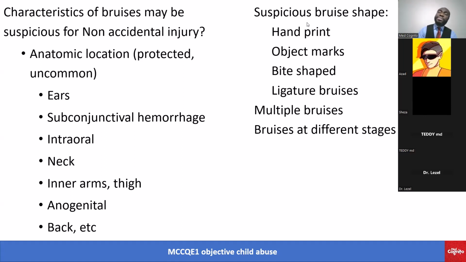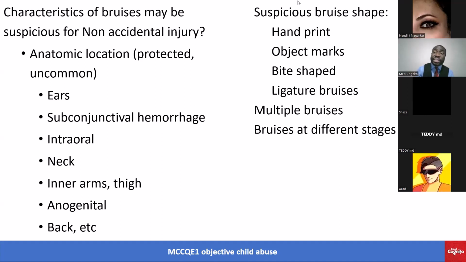If you have suspicious bruise shapes like handprints on the child's back, that means an adult hit the child, right? If you see object marks on the child, bite shapes, ligature bruises, okay? Multiple bruises. Bruises at different stages of healing. So bruises at different stages of healing are similar to fractures at different stages of healing.